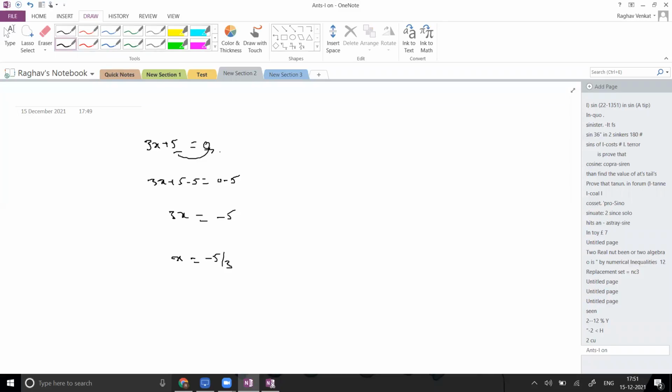But if anyone is there, please keep it in mind. If you don't know inverse operations, please let me know. You can use any method. Finally, what is the strategy you are applying here? First, I am taking 5 to this side. You should not take 3 to that side first.